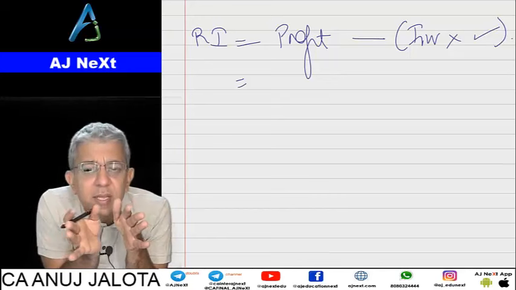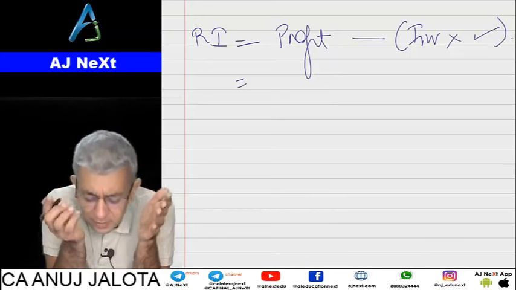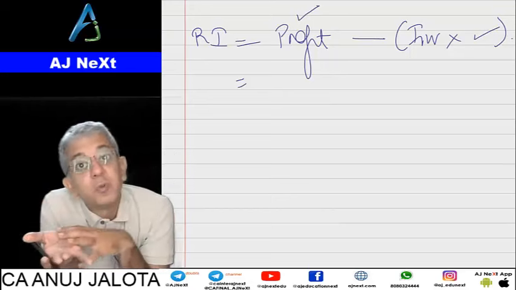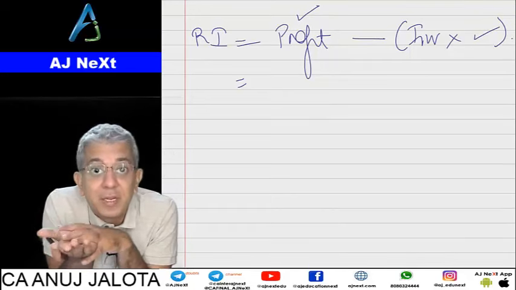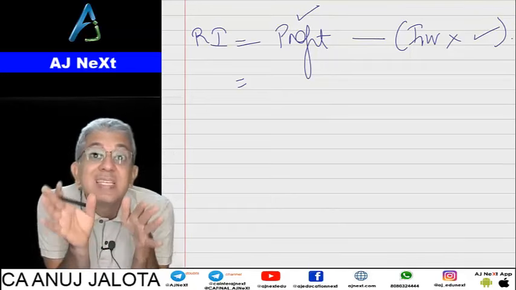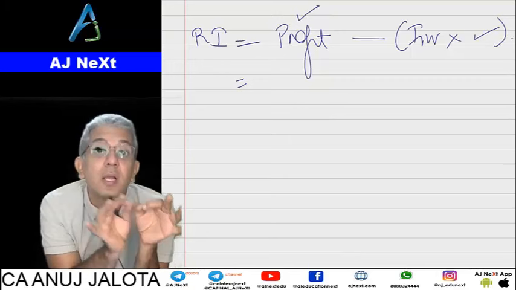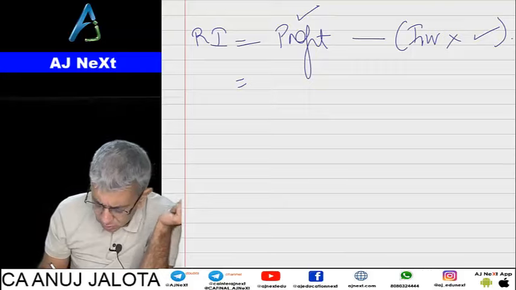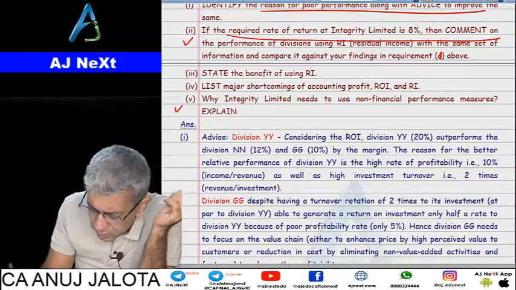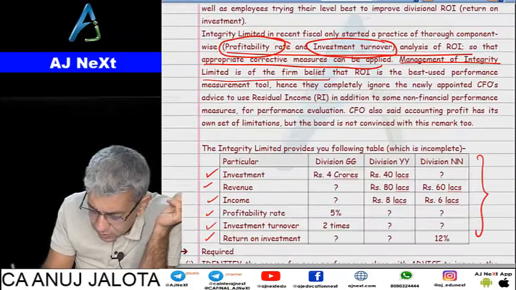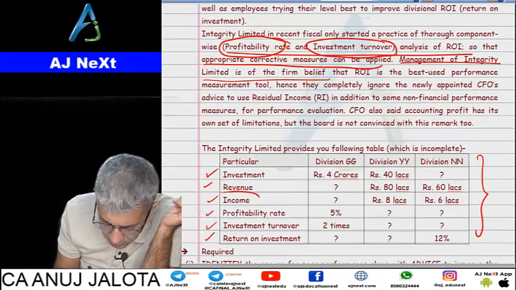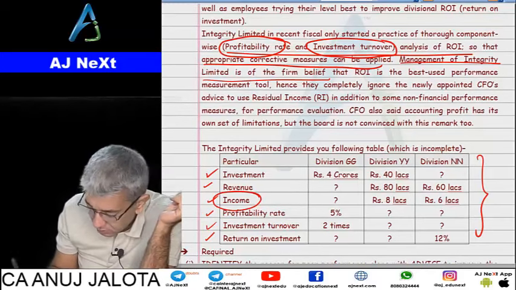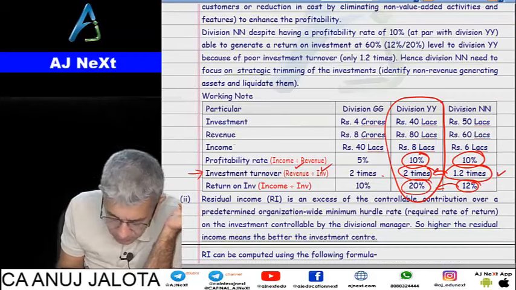This is the concept whereby I'm generating profits, but I'm using my capital for it. On that capital, I have some cost. So whatever is left with you is residual income; the residue means whatever is left with you. I guess this is quite simple, to be very honest. Those guys have given you all the incomes. We have the incomes over here now. We completed this table, so we have these incomes.